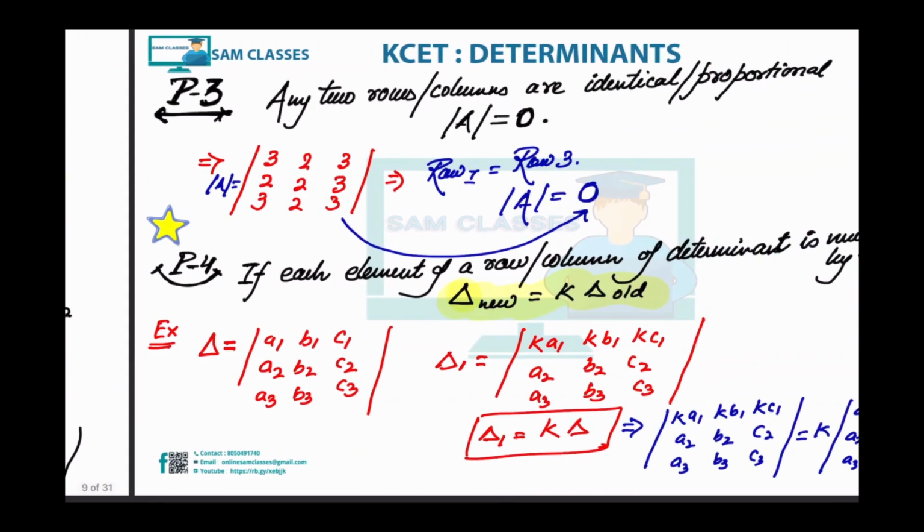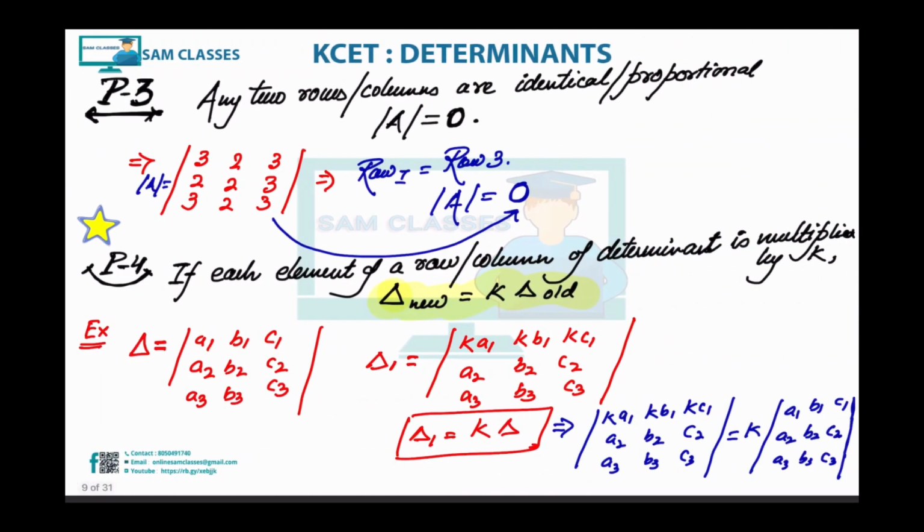Now, coming to the next property, students. Any two rows or columns are identical. If any two rows or columns you see identical, like let's say 1, 2, 3 and 1, 2, 3, the moment you see something like this, directly put a 0.